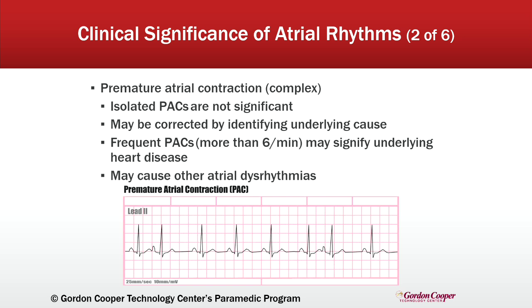Could be due to problems like ischemia, hypertension, other conditions that stress the heart. Now, these can cause some other atrial dysrhythmias. So frequent PACs can set the stage for other atrial dysrhythmias. They may trigger atrial flutter or atrial fib in some cases because the frequent early beats may irritate the heart's electrical system and set off more chaotic rhythms.